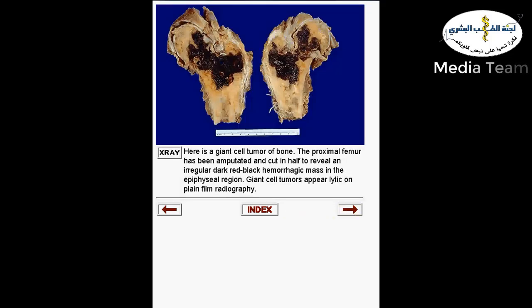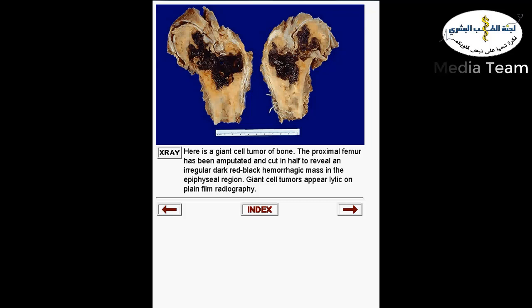The treatment is just surgical excision because it's a benign tumor. Now, when we talked about the anatomy of the bone earlier in the lab, we said that we have the epiphysis, metaphysis, and diaphysis. This is a lesion that occurs where in this picture? In the epiphysis. This is an epiphyseal tumor, so the location is very important.